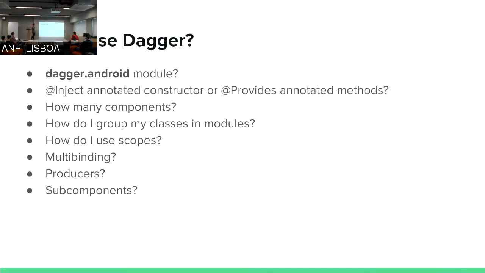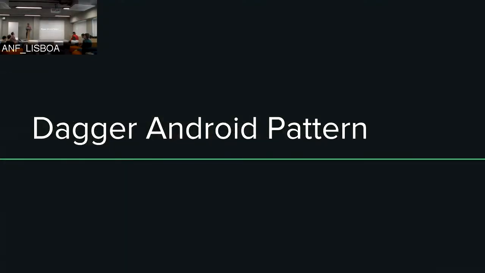Okay. So how to use Dagger, and then when you think about it, all these questions come up, like should I use this new module that they created specifically for Android? Should I use inject annotated constructor, or always provides annotated methods? How many components? How do I group my classes in modules, and all this? How do I use scopes? Should I use this smooth binding thing, producer, subcomponents? Too many options. So because of that many options, you need a pattern.